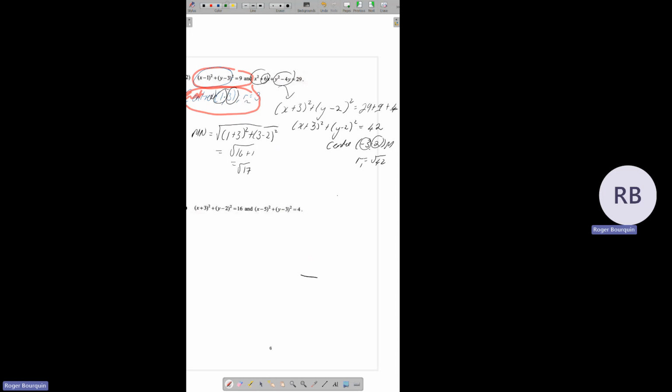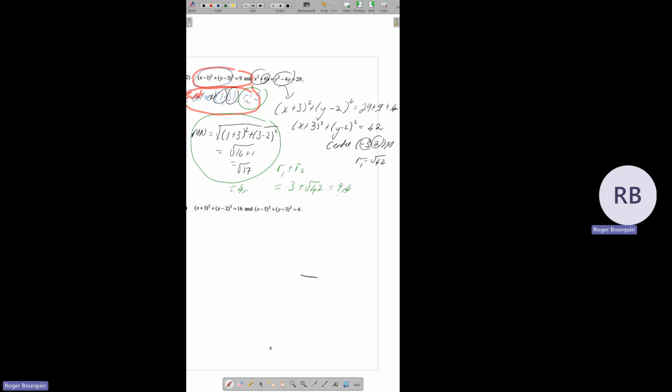Okay, and then I've got to compare the center distance to the sum of the radiuses. So R1 plus R2, R2 is 3, R1 is root 42, so I get 3 plus root 42. Well, I don't really know how to compare those. So root 17 is equal to 4 point something, doesn't really matter. And 3 plus square root of 42 is equal to 9 point 4 something.